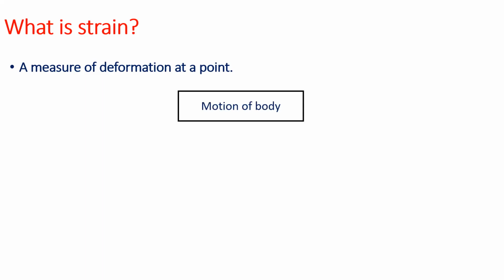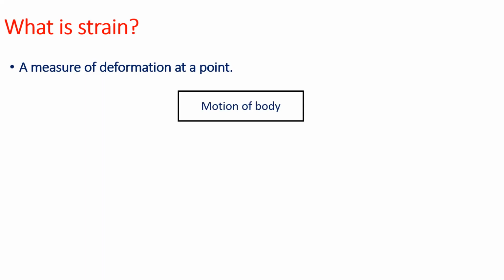So what exactly is strain? Strain is one measure of deformation. When you have deformation, you can quantify it by various means. And one such measurement of deformation at a point is called strain.